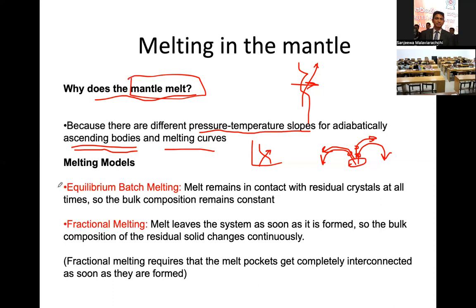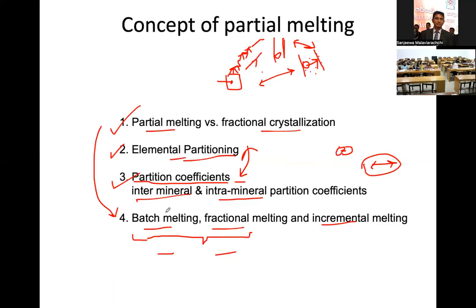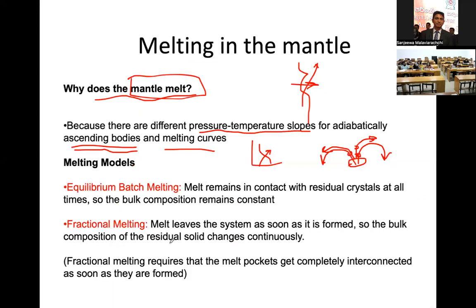Okay, so as we discussed before, we have melting types, right? Batch melting and fractional melting, mainly to consider. So we have this batch melting, we call equilibrium batch melting. What happens there is the newly formed melt remains in contact with the residual crystals. So if you have the unmelted solid here, and as soon as the melting starts, some drops of melt will form there.